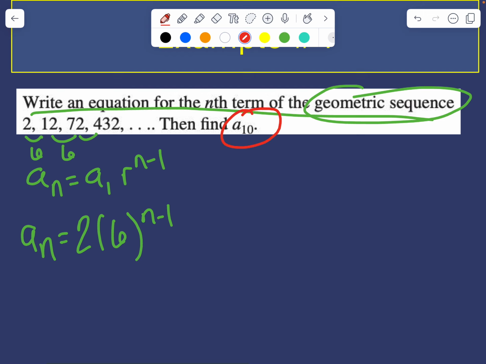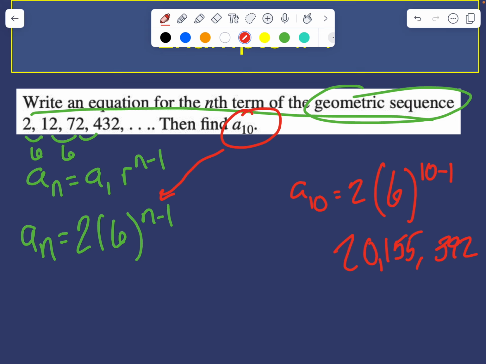It's asking me to find the 10th term. So this is part 1. Now part 2 is find the 10th term. I'm going to put 10 in for n. 2 times 6 to the 9th power gives me 20,155,392.